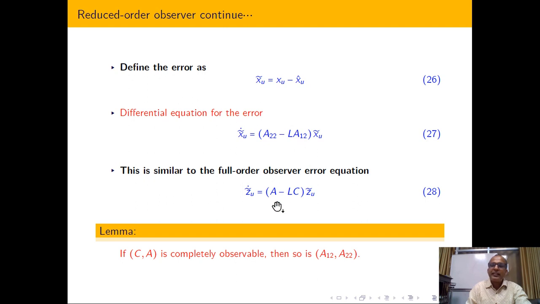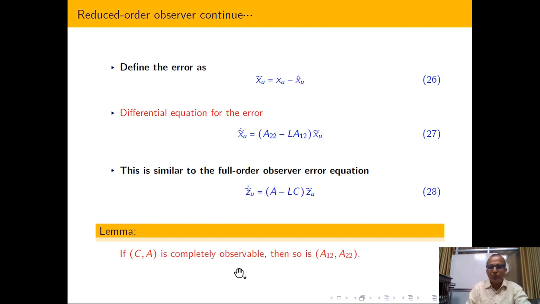L. And it is possible to show that since I am assuming A and C are observable, then if we do some kind of transformation, the lower part that comes into the picture is also observable. So this is the lemma. I am not going to prove that, so you have to believe me.